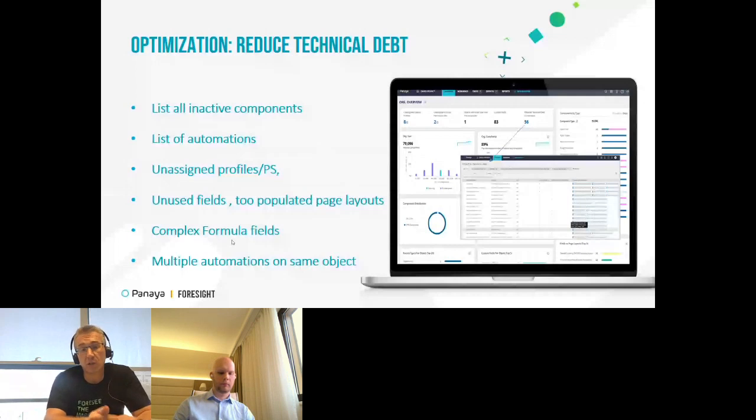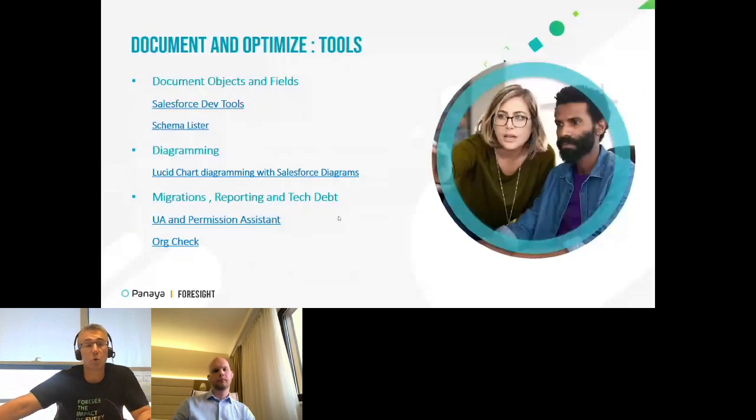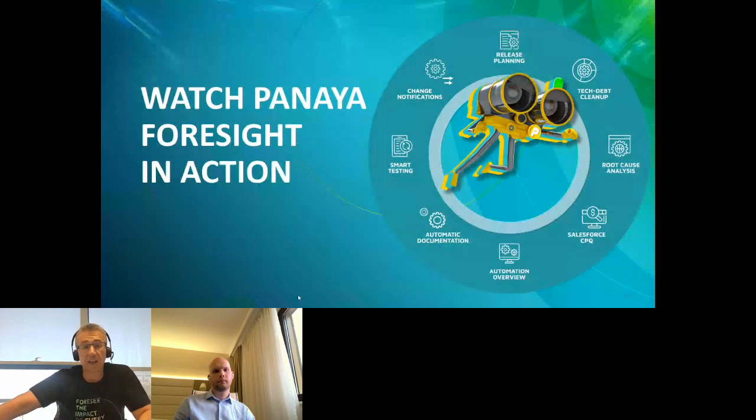And of course, you have additional tools, and you have the tool that I will show a little bit today. That's called Panaya Foresight. It allows you to understand different levels of technical debt. It allows you to list all the automations. It covers additional clouds, not just core, but it also covers Salesforce CPQ. It covers Salesforce Industries, the only tool in the market today. And of course, it performs smart testing and change notifications.